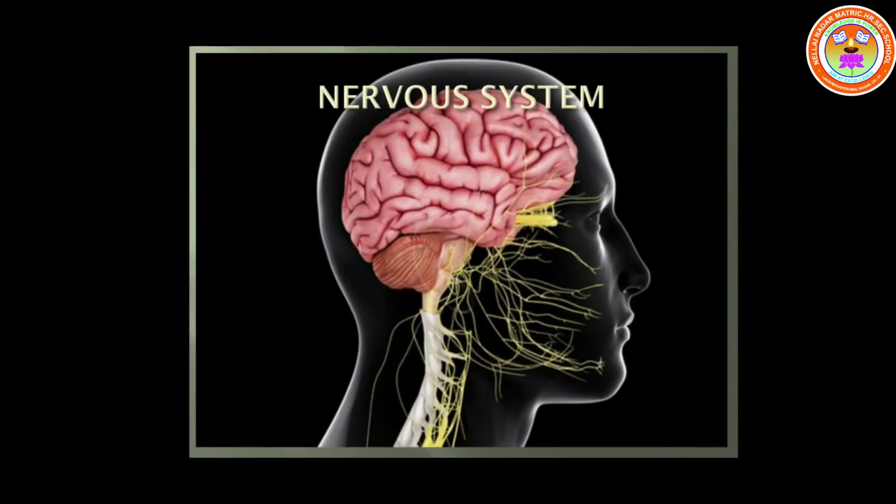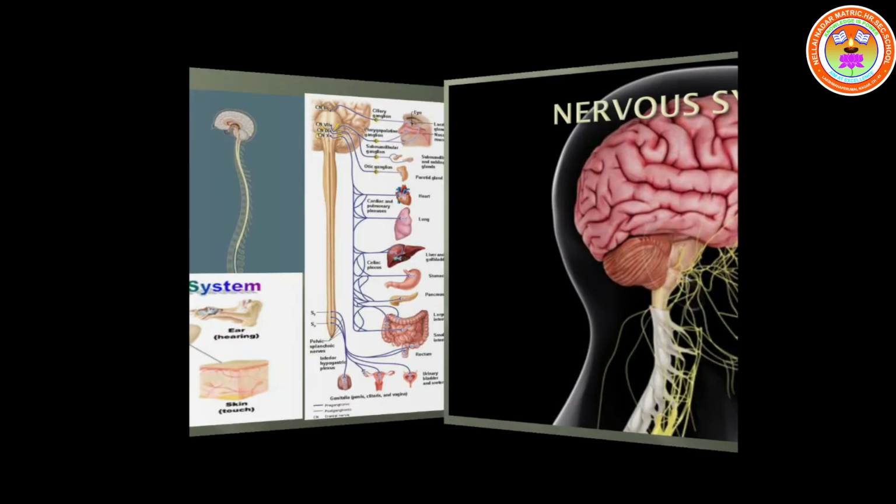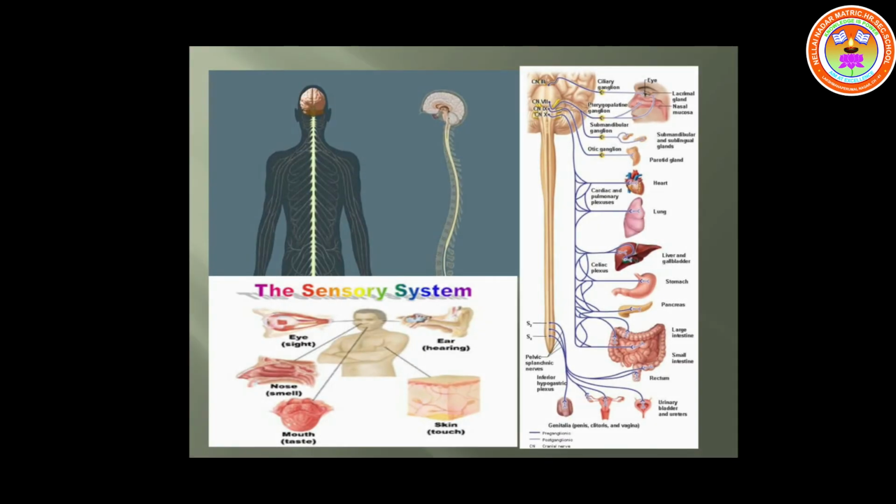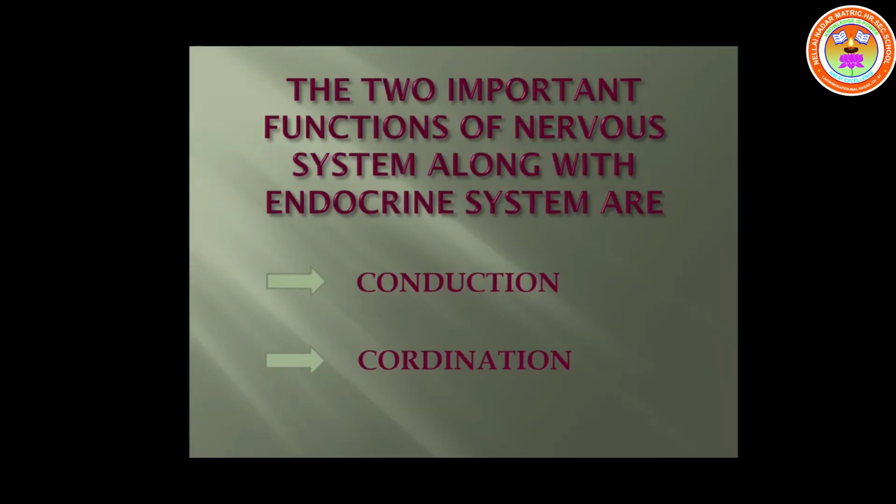Nervous system is well developed in human and is composed of neurons or nerve cells. This system includes brain, spinal cord, sensory organs and nerves. The two important functions of the nervous system along with the endocrine system are conduction and coordination.